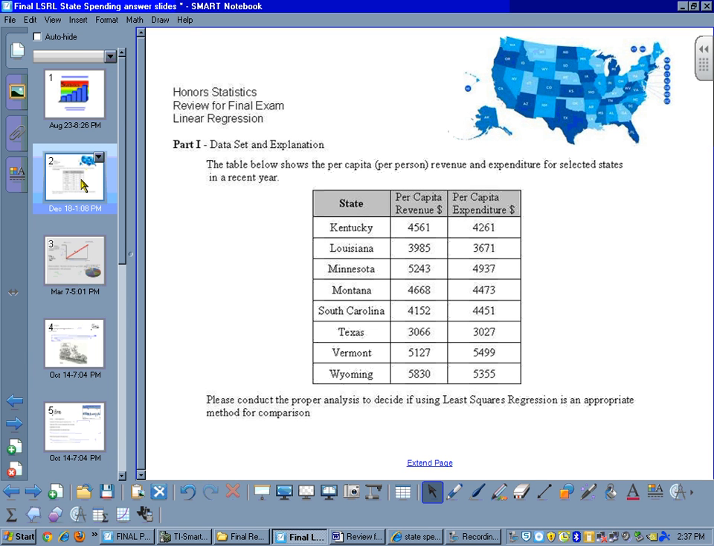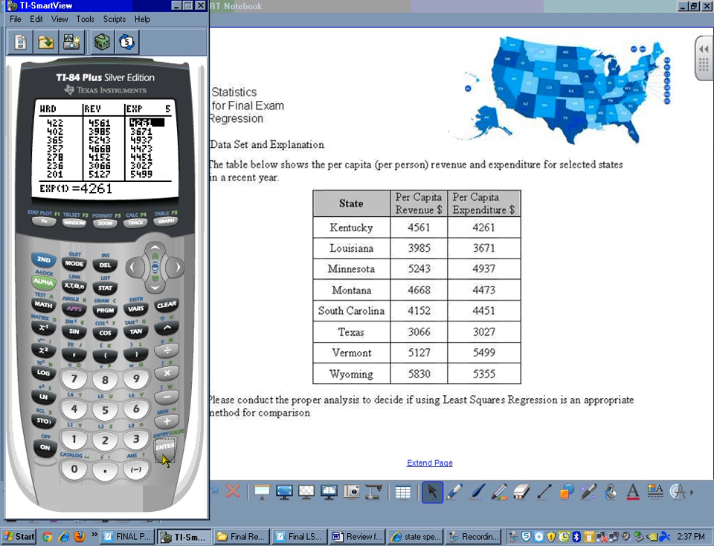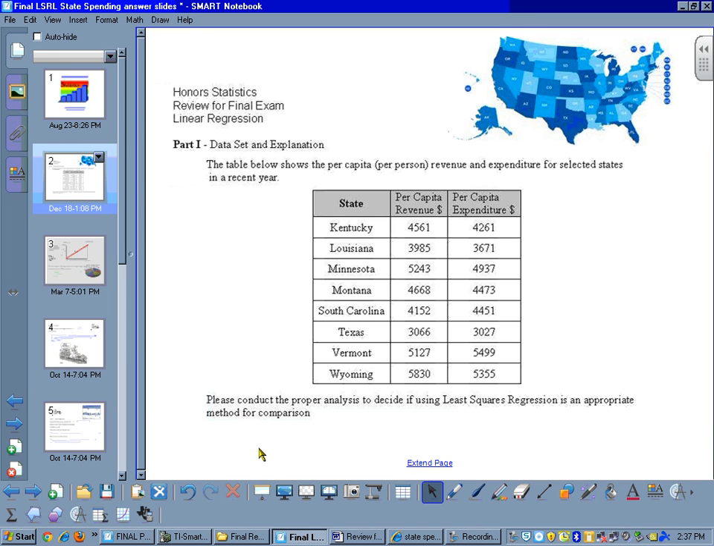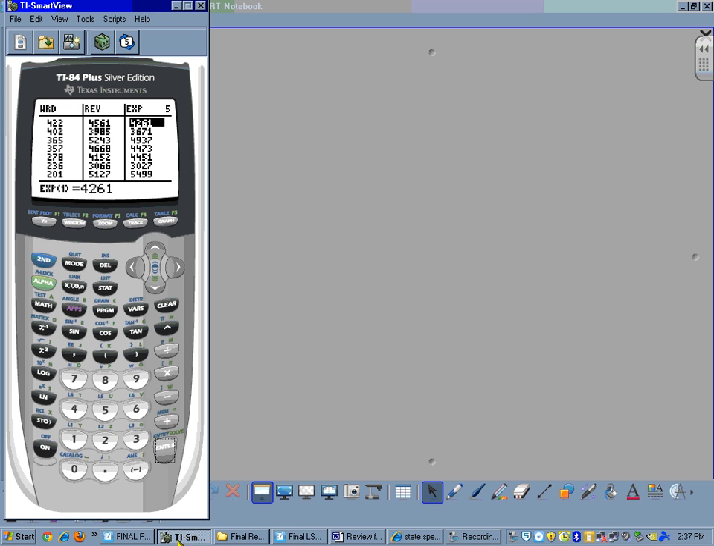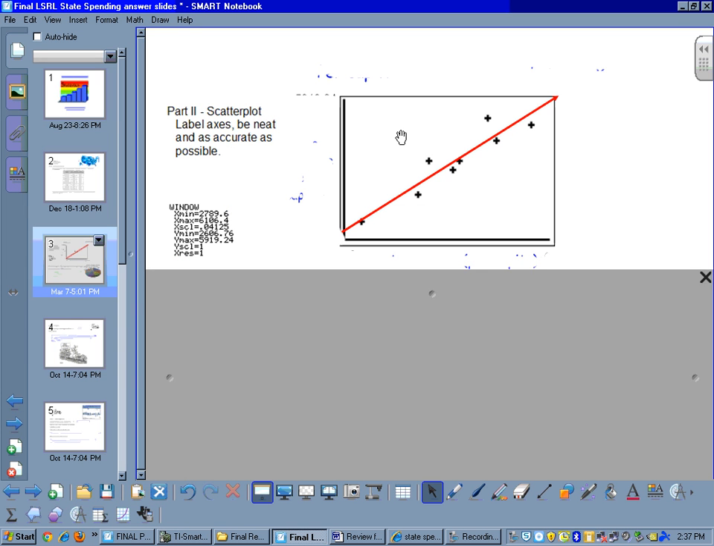So first you need to make sure that you have these states in your calculator and that you have entered the numbers correctly. The first step is to make a scatter plot. So to do that, you will want to choose the stat plot and put in the revenue. Choose the scatter plot icon, put in the revenue versus the expenditure data, and clear out any y equals signs you might have. Hit zoom 9, and that is in fact the scatter plot we're looking for.